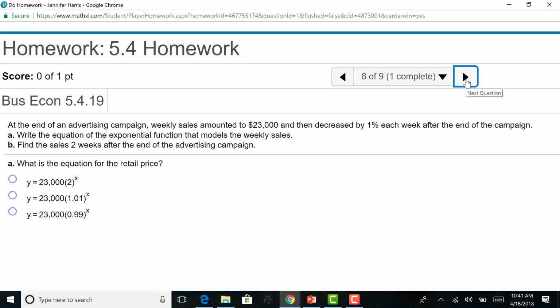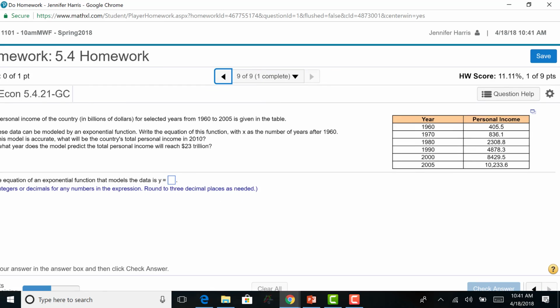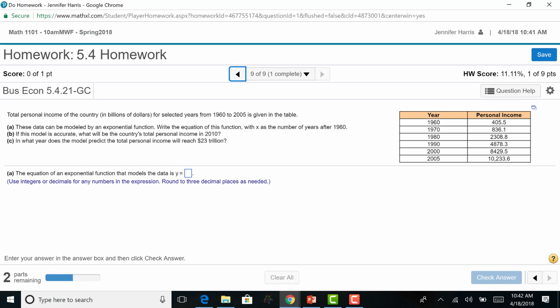Bless you. And of course, number 9. There's my table. I couldn't see my table at first. All right, so these data can be modeled by an exponential function. Write the exponential equation, with x number of years after. Okay, all right, questions? That gives you enough information to get a good head start on this 5.4 homework.